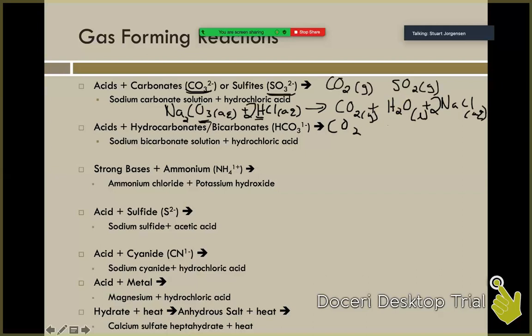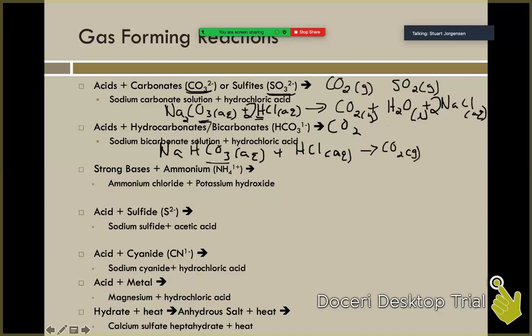Cool. Another example here. So sodium bicarbonate just indicates to us that there's an extra hydrogen in there. So we're going to have NaHCO3, and that's also a solution, plus our hydrochloric, HCl, also an aqueous. We're going to have the same gas produced. We're going to make some CO2 gas.